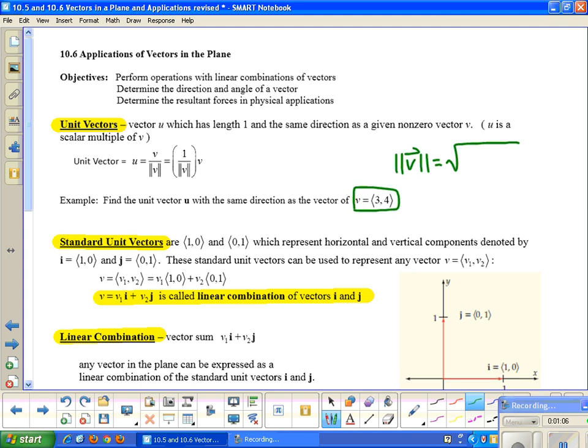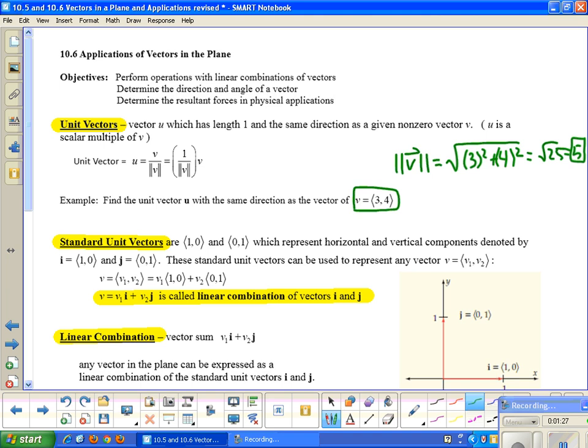Pythagorean theorem. If this is component form, that means my horizontal component is 3, my vertical component is 4, so 3 squared plus 4 squared, and take the square root of that. That would give you the square root of 25, which is equal to 5. So I know that the magnitude, or the length of vector v, is 5.